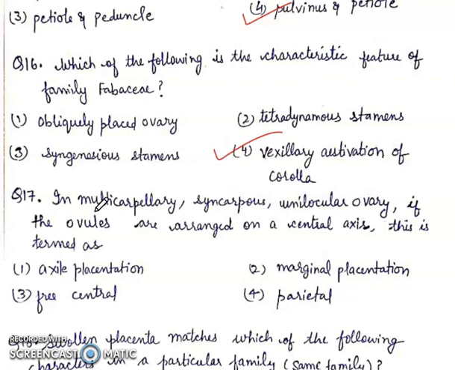Question 17. In multicarpellary syncarpous unilocular ovary, if the ovules are arranged on a central axis, then it is termed as first axile placentation, second marginal placentation, third free central placentation, and fourth parietal placentation. Answer will be free central placentation.